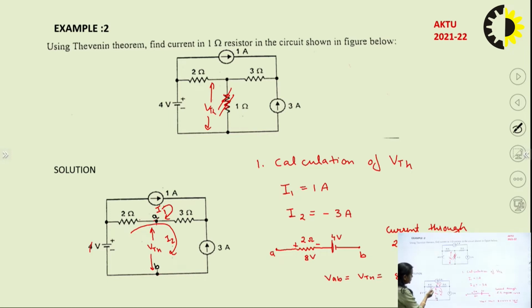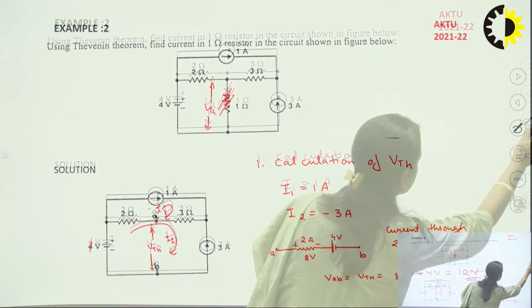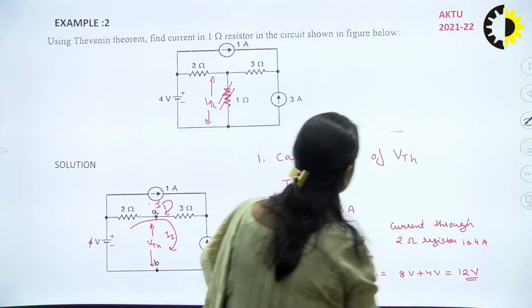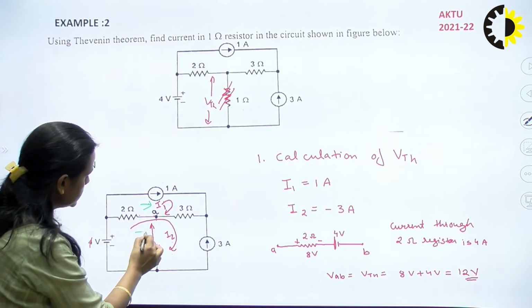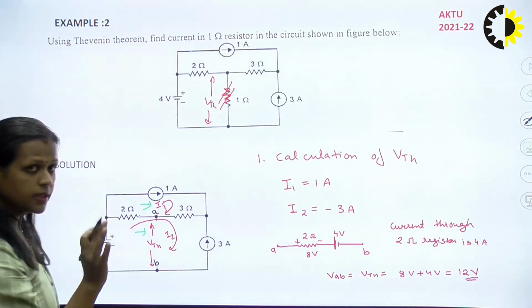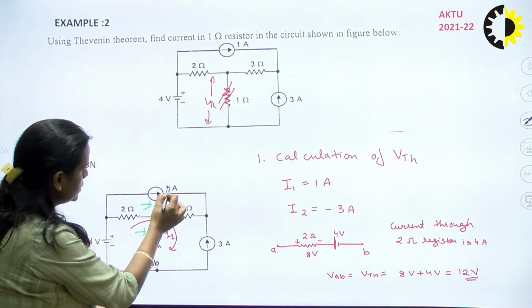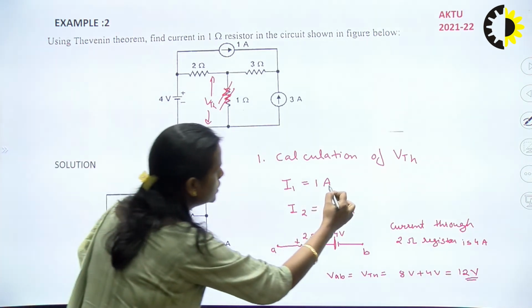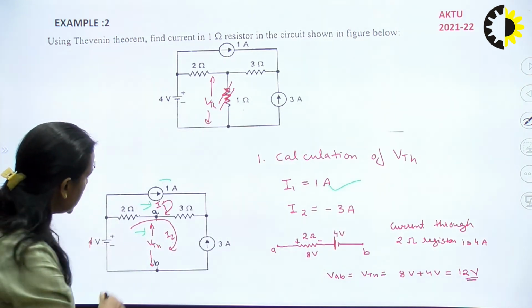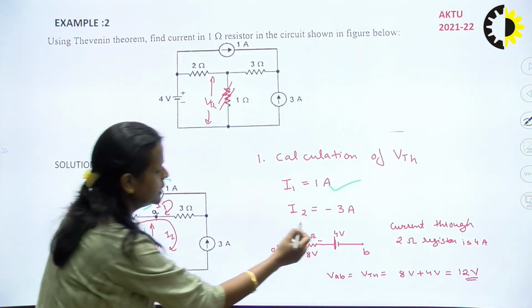For finding that, you should know the value of the current flowing through the 2 ohm. So how will you find it? If you see, I have marked the current I1 and current I2 here. I have chosen this loop current I1, and here I have chosen the loop current I2. In this loop there is one current source, 1 ampere. It means this I1 value is equal to 1 ampere, right? And I2 value will be minus 3 ampere.